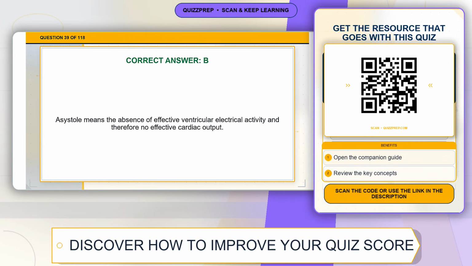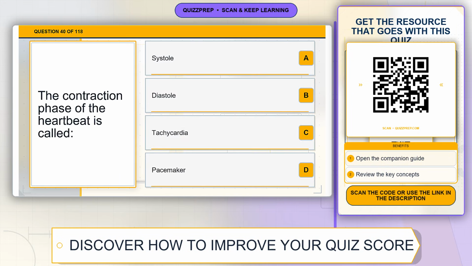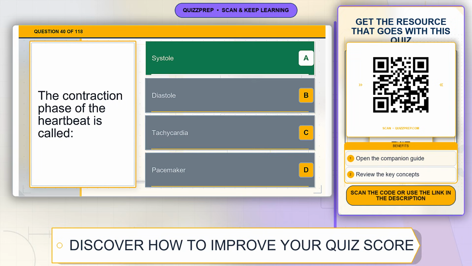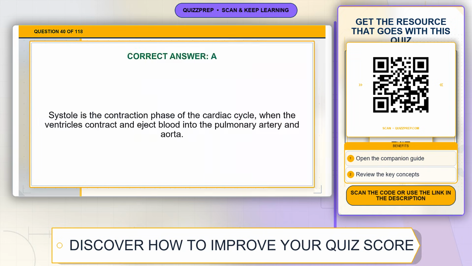Explanation. Asystole means the absence of effective ventricular electrical activity and therefore no effective cardiac output. Question 40. The contraction phase of the heartbeat is called. Option A, systole. Option B, diastole. Option C, tachycardia. Option D, pacemaker. The correct answer is option A, systole. Explanation. Systole is the contraction phase of the cardiac cycle, when the ventricles contract and eject blood into the pulmonary artery and aorta.